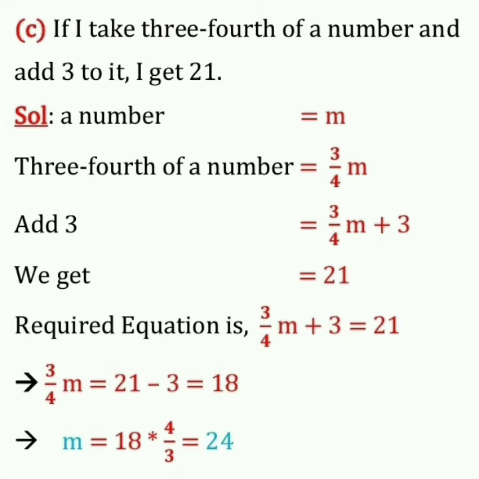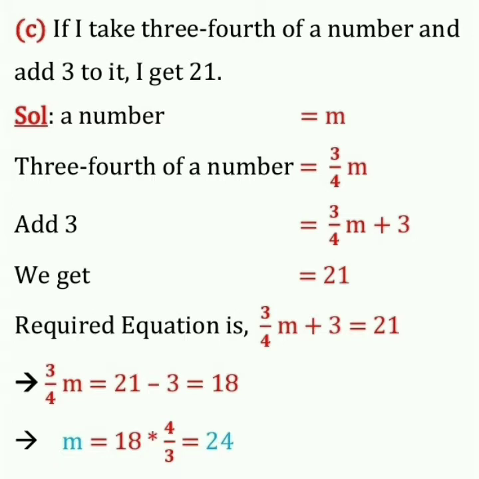If I take 3/4 of a number and add 3 to it, I get 21. Now suppose a number be M. 3/4 of a number is equal to 3 upon 4 into M. Add 3 is equal to 3 upon 4M plus 3. We get 21. So the required equation is 3 upon 4M plus 3 is equal to 21. Now solve this equation. First, 3 from the left side transfer to the right hand side. So it becomes minus. Therefore, 3 upon 4M is equal to 21 minus 3 is equal to 18.